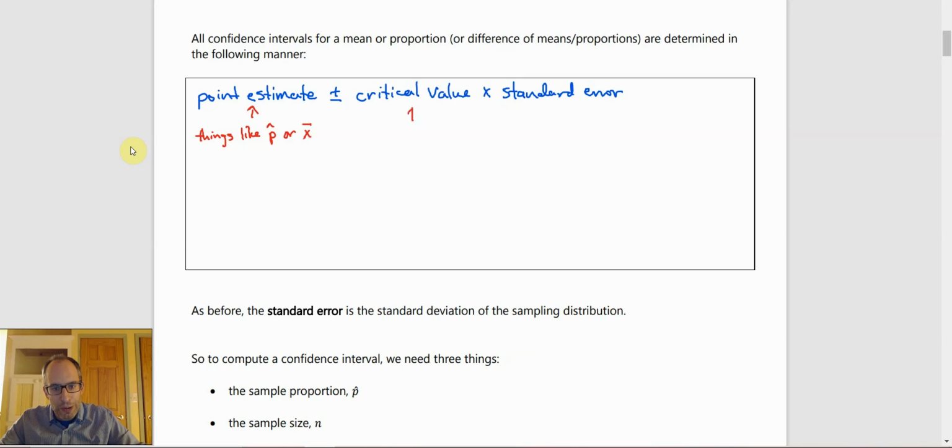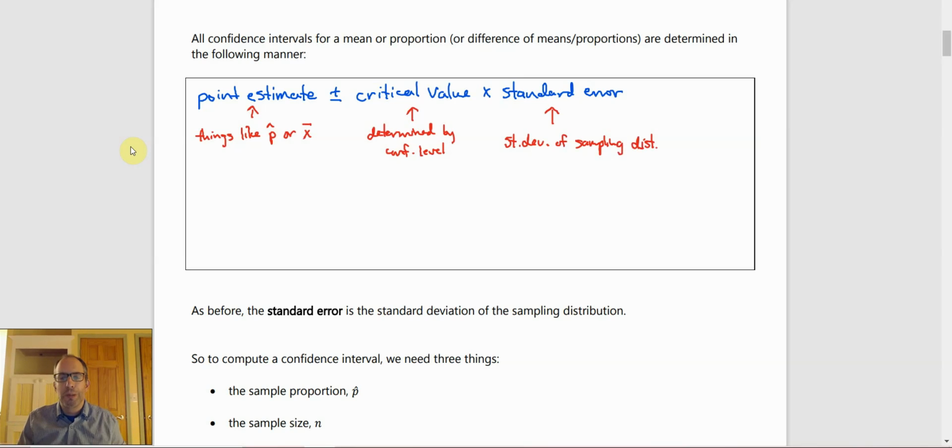The critical value is determined by the confidence level. So we'll get there. And then the standard error, we've had this show up before. This is just the standard deviation of the sampling distribution, which is a thing from chapter 6, right? And depending on whether you're trying to estimate a proportion or a mean, these are going to look a little bit different. The standard error for a proportion and the standard error of the mean don't look exactly the same.